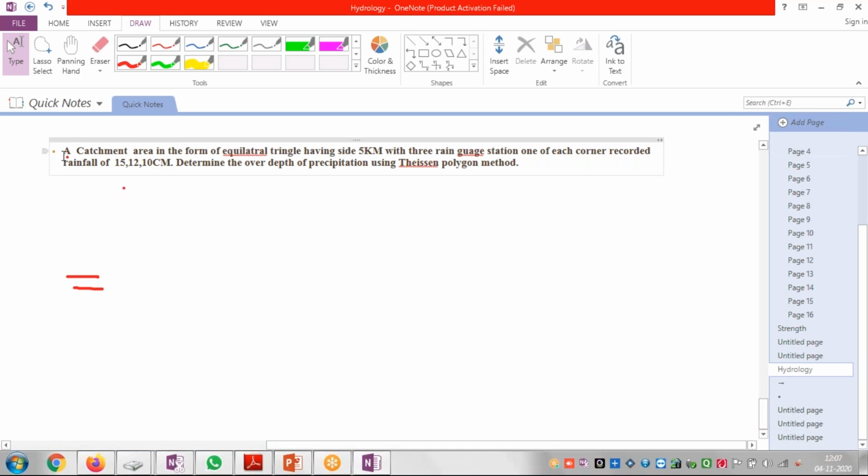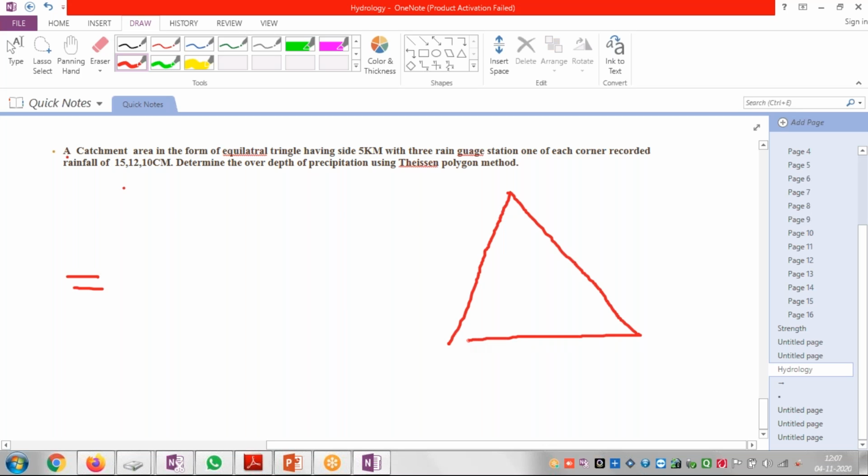Okay, we will read one problem. Once again, the problem: a catchment area in the form of an equilateral triangle having sides of 5 kilometer. Equilateral triangle means it is the triangle which is having the same sides or same angle, right? So each side is of 5 kilometer. This is also 5 kilometer, and this one is also 5 kilometer.